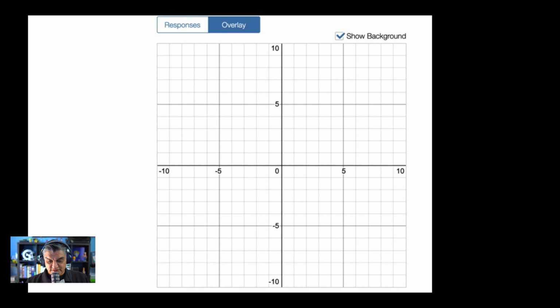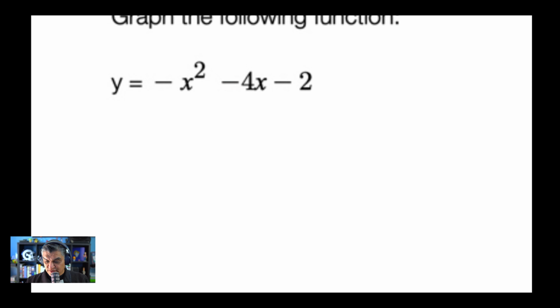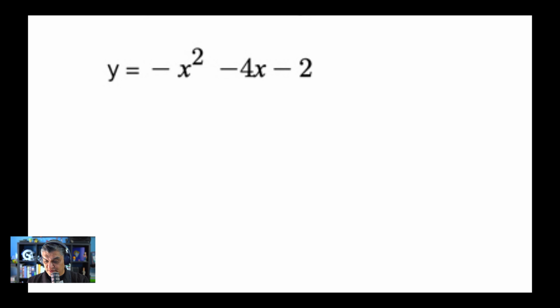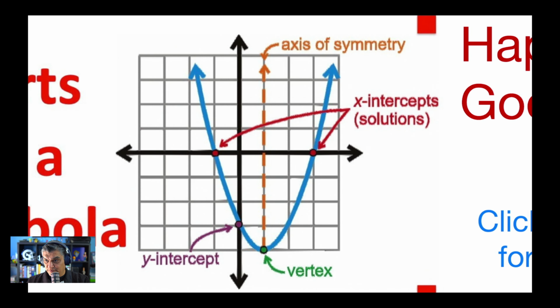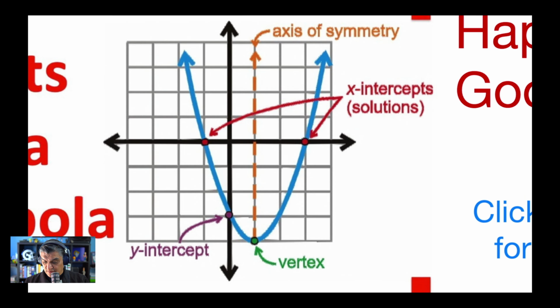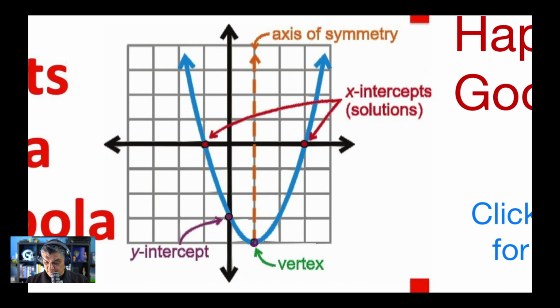All right, so let's go over this. So if we look here, we need to graph, and this is in standard form. So what's the first thing we need to do? Well, if you look at the warm-up, I left this up here, parts of a parabola, so you can remember. The main part we need to find is the vertex, because if we find the vertex, we also find the axis of symmetry. And so how do we do that? How do we find the axis of symmetry, which gives us the x value of our vertex?